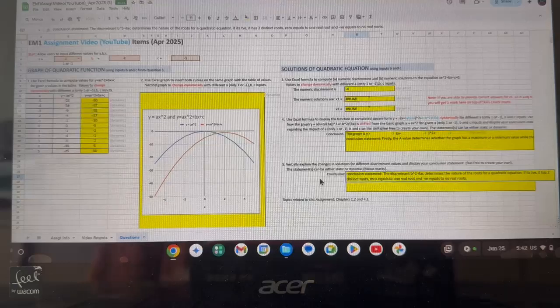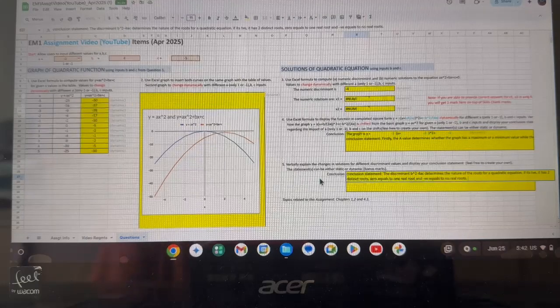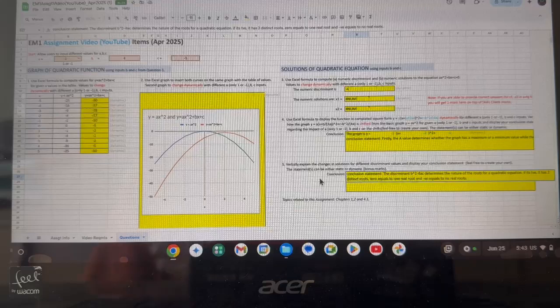If b squared minus 4ac is positive, it means that it has two distinct roots, meaning the graph cuts the axes at 2 points. If b squared minus 4ac equals 0, it means the graph only cuts the axes at 1 point. And if b squared minus 4ac is negative, it means the graph doesn't cut the axes at all.